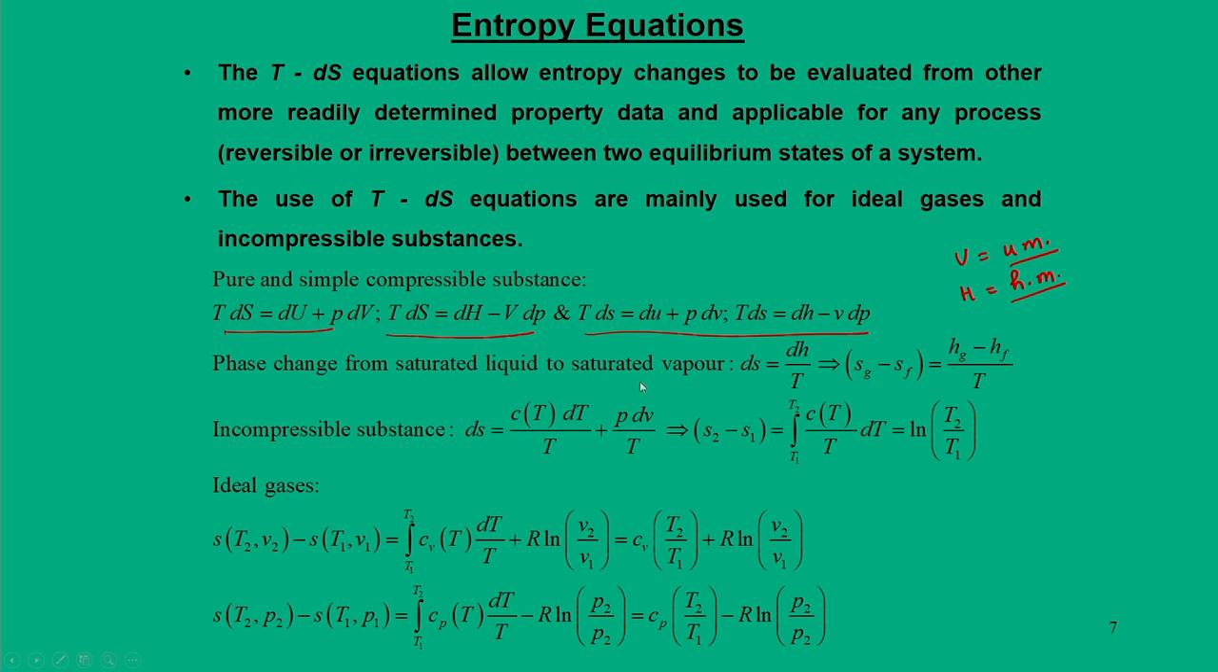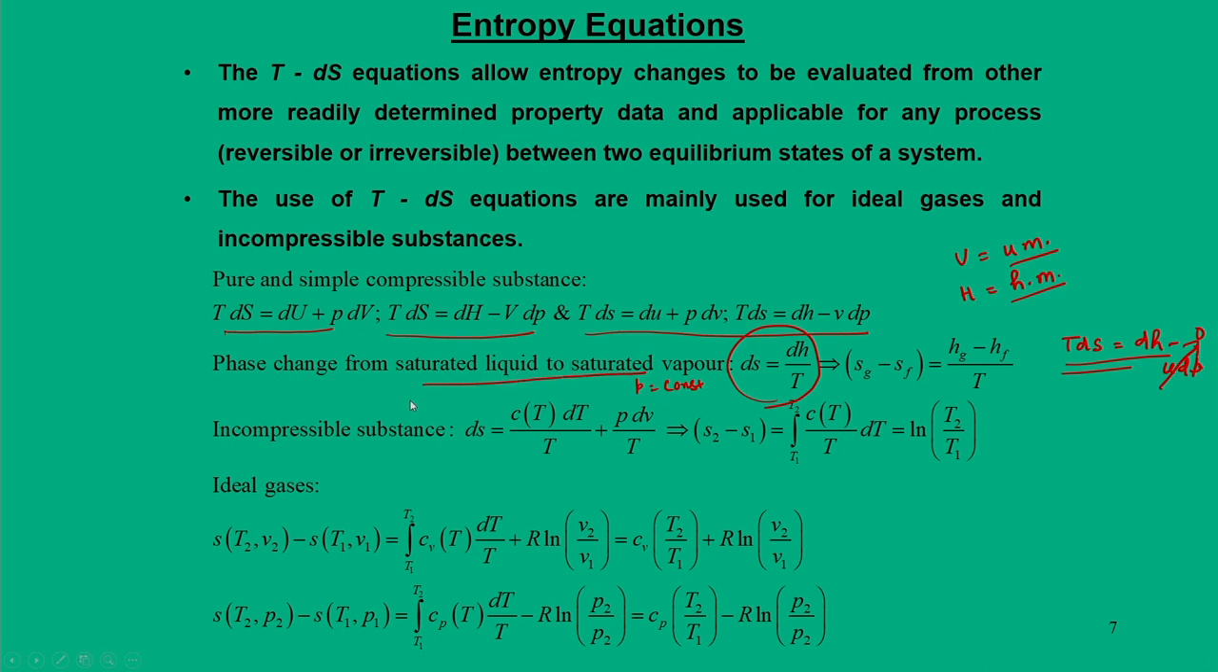Now, if I want to apply these equations to a saturated liquid-vapor system, we know that for these systems the pressure is constant. So, from the first TdS equation, TdS is equal to dh minus vdp, and for the saturated liquid-vapor, p is equal to constant, so dp goes to 0. The TdS equation is now represented as ds is equal to dh by T, and ds is nothing but the difference between sg and sf. So, from the enthalpy information it is possible to find the entropy change from the saturated liquid to saturated vapor region.